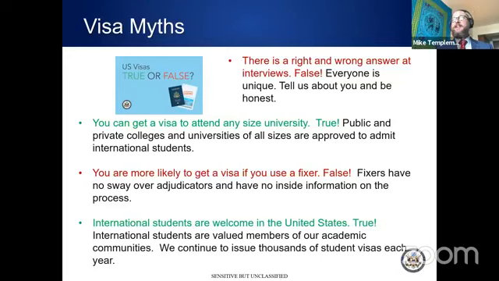Okay, there are a lot of things that people think about visas that may or may not be true. There are a lot of myths out there. A lot of people think, for instance, that there are correct or incorrect answers in visa interviews. This is simply not true. Every person, every situation is looked at individually. If an officer asks a particular question, what's most important is that you tell the officer the truth about that situation.